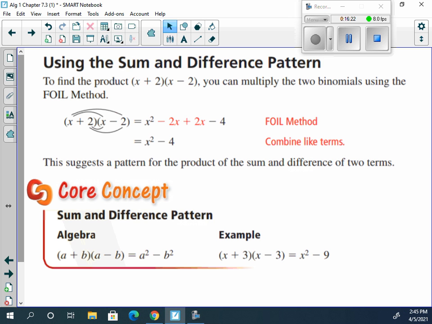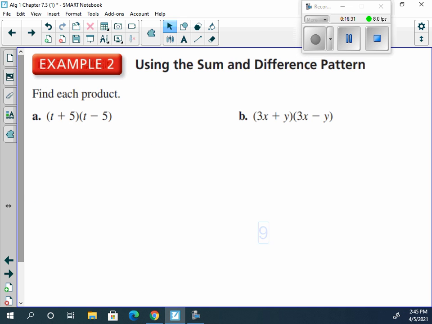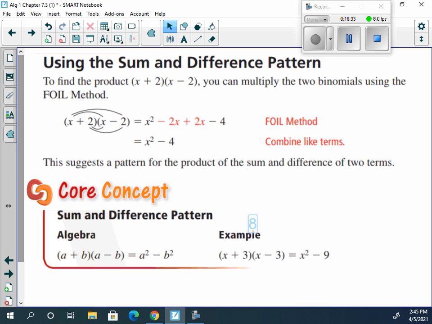Here, we're not going to have a middle term. X squared minus 4. And it works out that way every single time. Whenever the parentheses have the first terms the same, the second terms the same, but the signs different, it works out that this multiplication is the same as the first term squared minus the second term squared. Does the second not change?